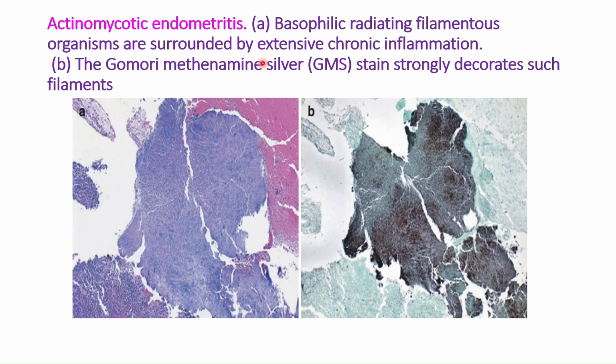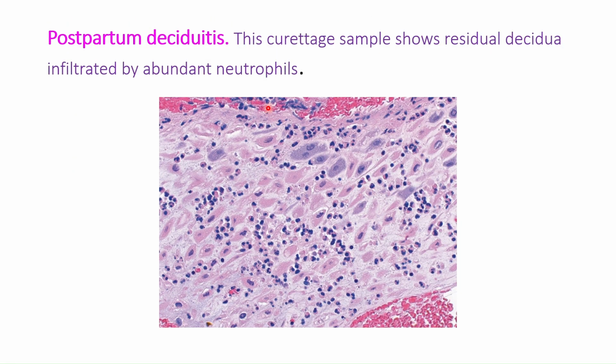In this actinomycotic endometritis, these filamentous organisms are surrounded by chronic inflammation, and this is the special stain, Gomori methenamine silver or GMS stain, which strongly decorates such filaments. This is actinomycotic endometritis. Postpartum deciduitis: this curetted sample shows residual decidual tissue which is infiltrated by abundant neutrophilic cells. So this is postpartum deciduitis.